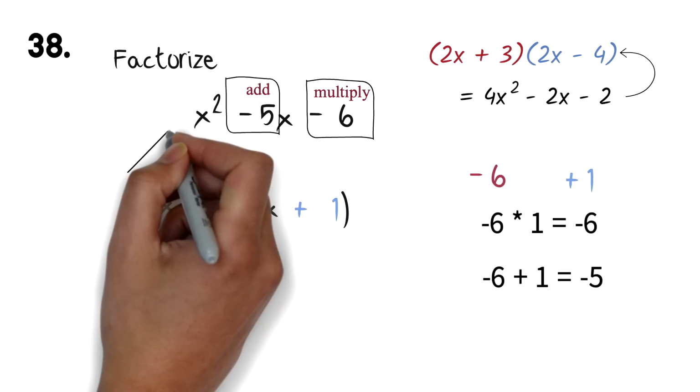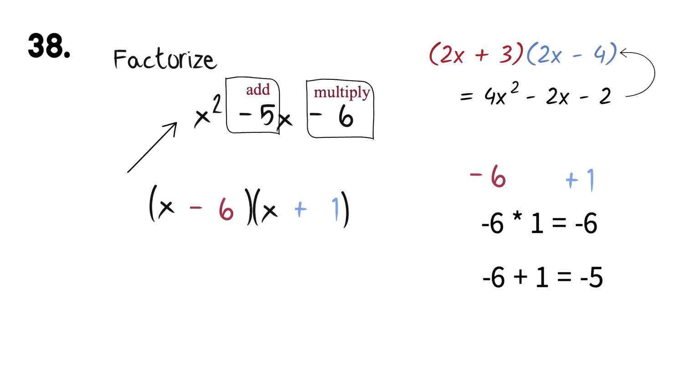This method works only if there's no number in front of the x squared. In math, we say the coefficient of the x squared is 1.